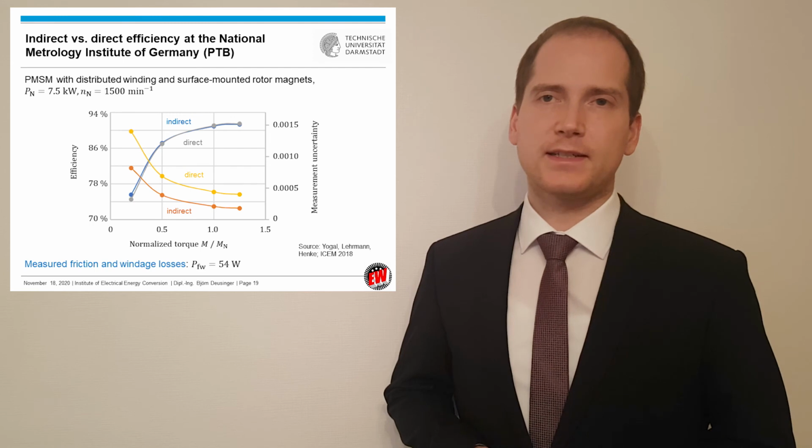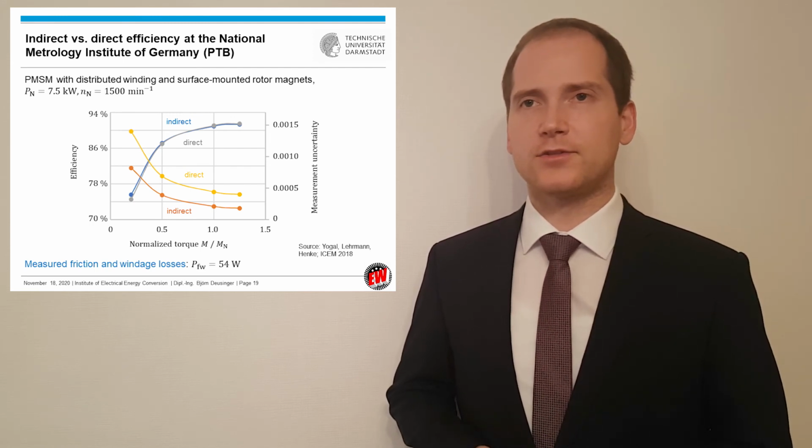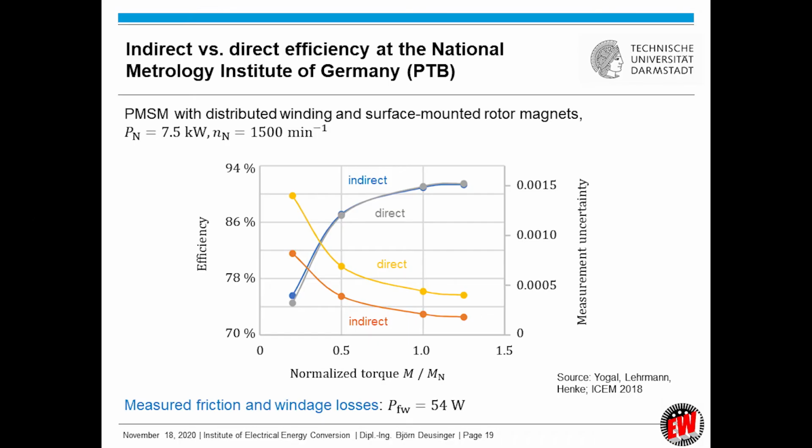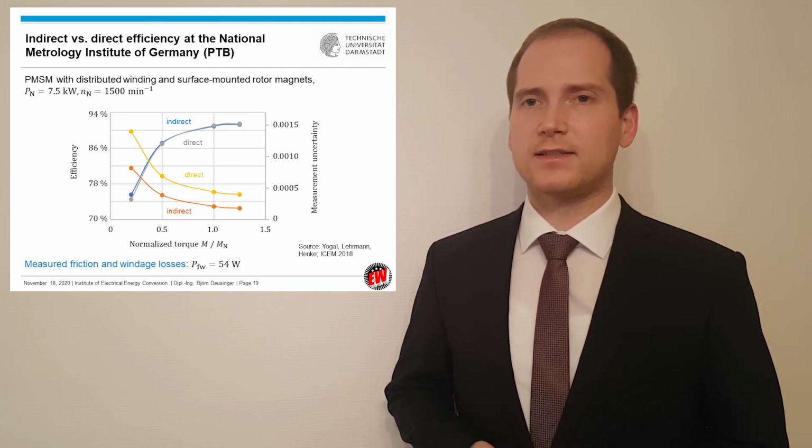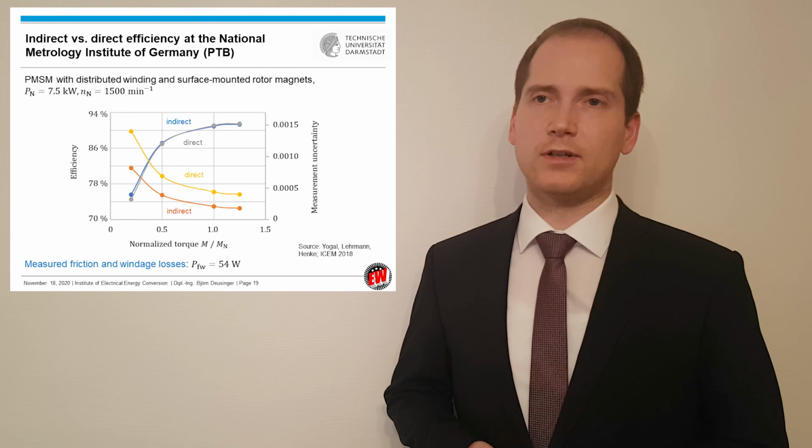Now I come to the smaller test machine with distributed winding and surface-mounted rotor magnets, which was evaluated at the PTB. Here also a very good accordance between the measured indirect and direct efficiency is visible. So if you look at the blue and the gray curves. The yellow and orange curves show the amount of measurement uncertainty. Here also the uncertainty is lower for the indirect procedure. For this machine, the friction and windage losses were measured separately with a non-magnetized rotor.